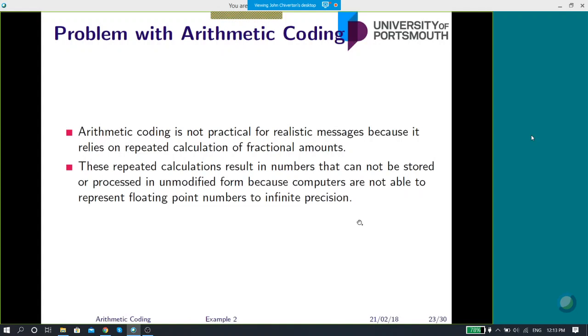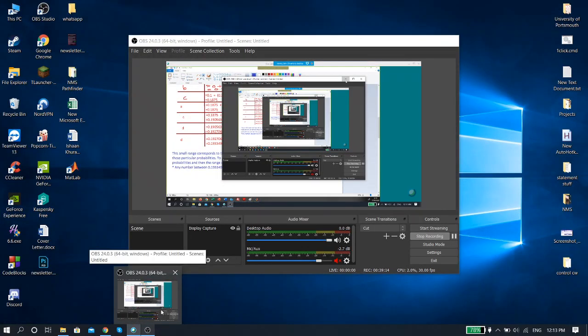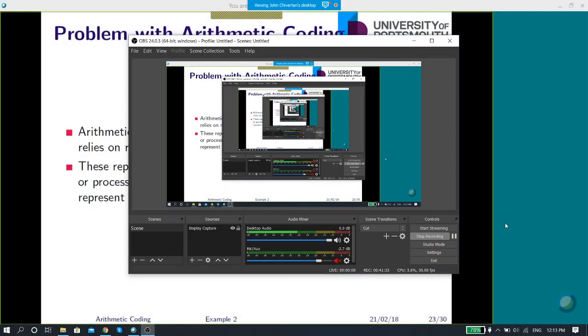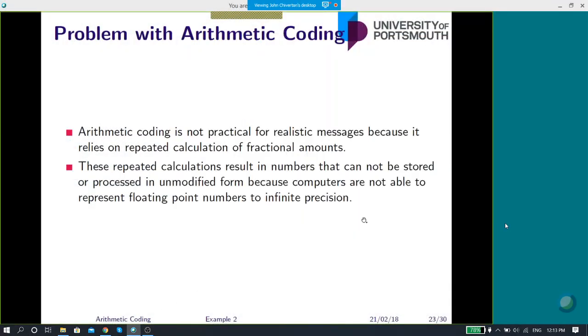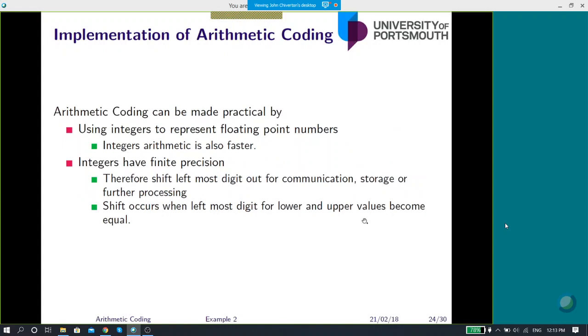Just imagine we're looking at transmitting just six symbols, and already we're looking at quite a high level of precision, at least compared to what we're used to working with. Computers can work with much greater precision, but still, there's going to be a limit, isn't there? So what can be done? Well, it can be made practical by using integers. We may have this concept of working with subranges of a floating point number, but they can actually be mapped to a set of integers.